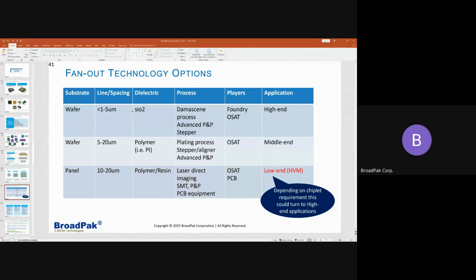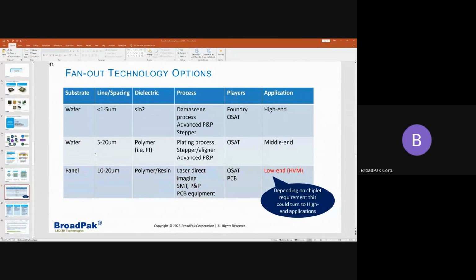For this type of line, we use the Damascene process and the advanced pick and place stepper. And the provider of this type of packaging is usually foundries as well as OSAT, and it is used for the higher end type application.